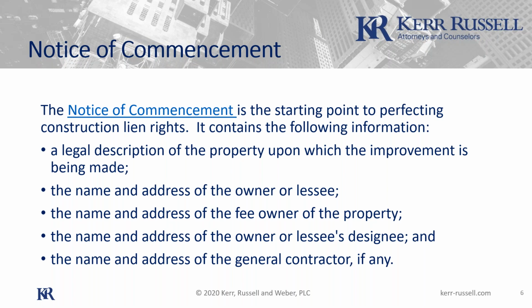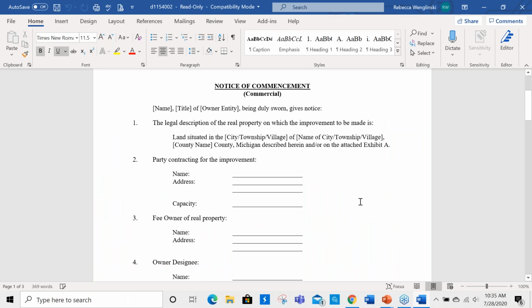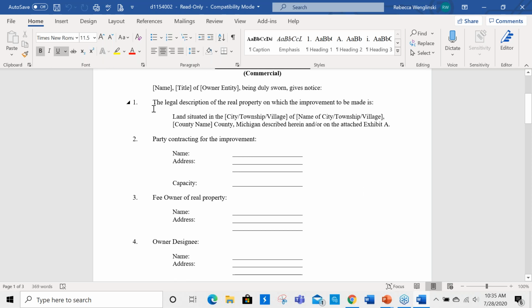So let's look at a notice of commencement form. Okay, here's how one might look. You may have seen these before. You get these from the owner. It is supposed to tell you the legal description, which is important because when and if you are going to file a lien, you need to have that. That's what the Register of Deeds goes off of. They don't go off of people's names. They don't go off of street addresses. If you want to file a lien, you need to have that legal description.